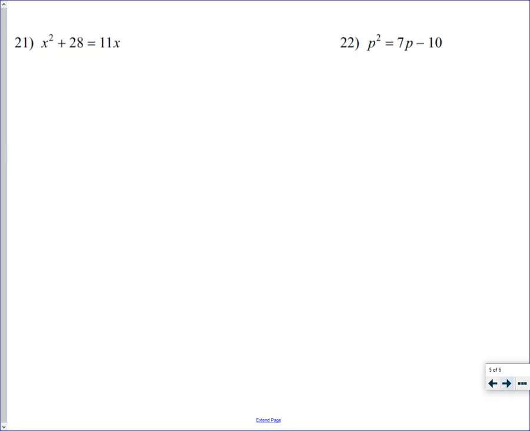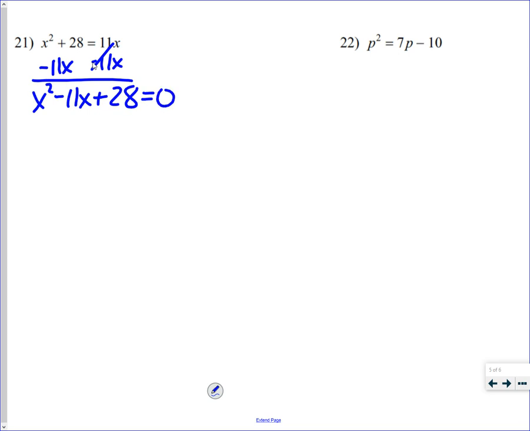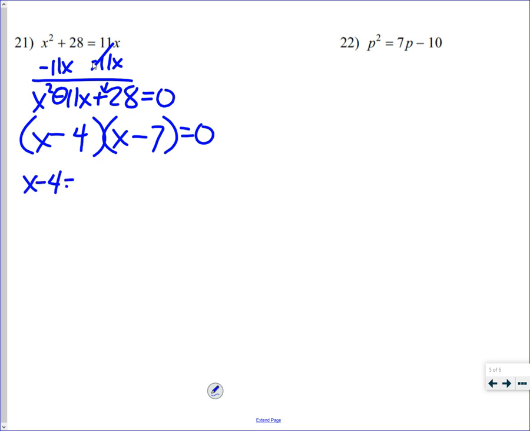Here are the last two. I just didn't have enough space to squeeze them all onto the board at once. So we're going to get rid of this 11x. x squared minus 11x plus 28 equals 0. Same signs, both negatives. Multiplies to be 28 and adds to be 11. That's 4 and 7. So either x minus 4 is 0, or x minus 7 is 0.